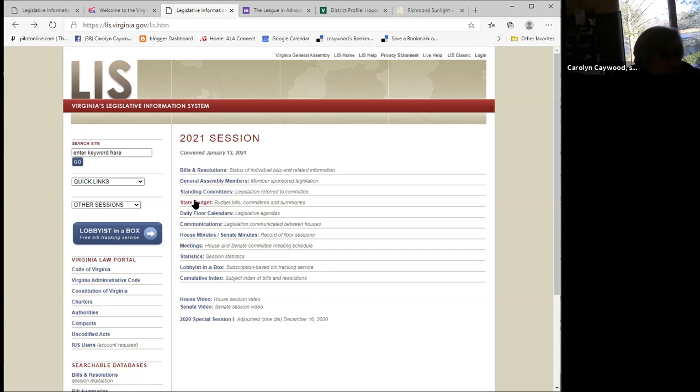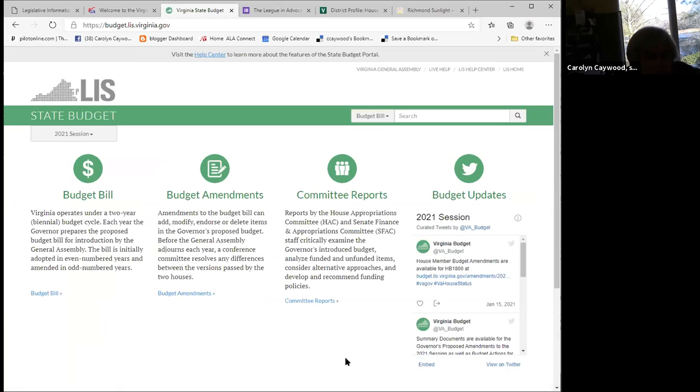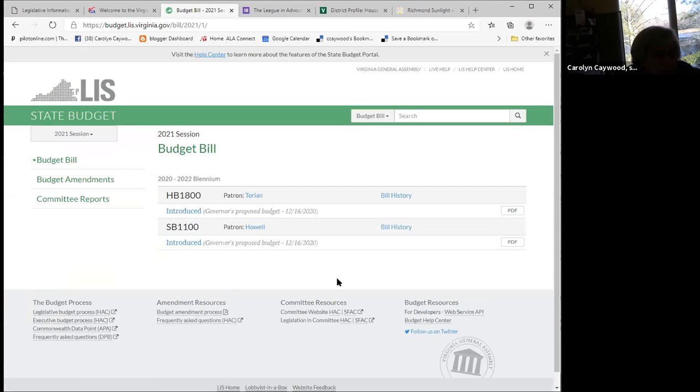And here's the budget. Doesn't even look like the other stuff. You have the bill, and this is kind of pro forma. The person who introduces it is set by that person's, I think, committee, and these two ought to be the same. It's the governor's proposed budget. We're just at the introduce stage at this point.